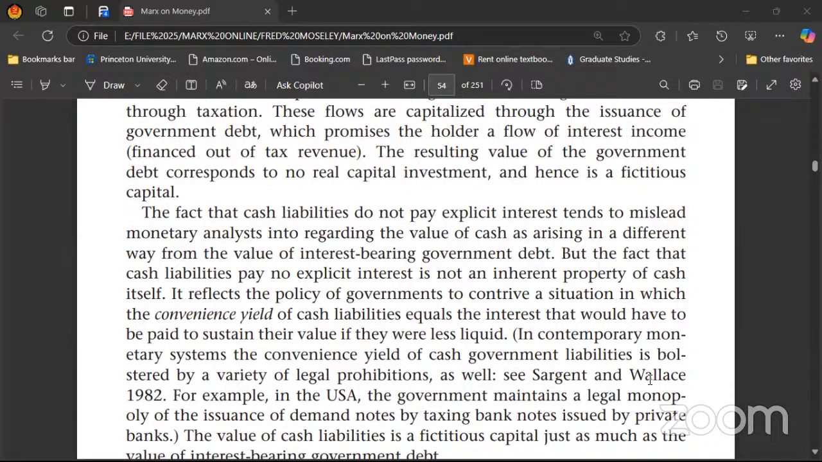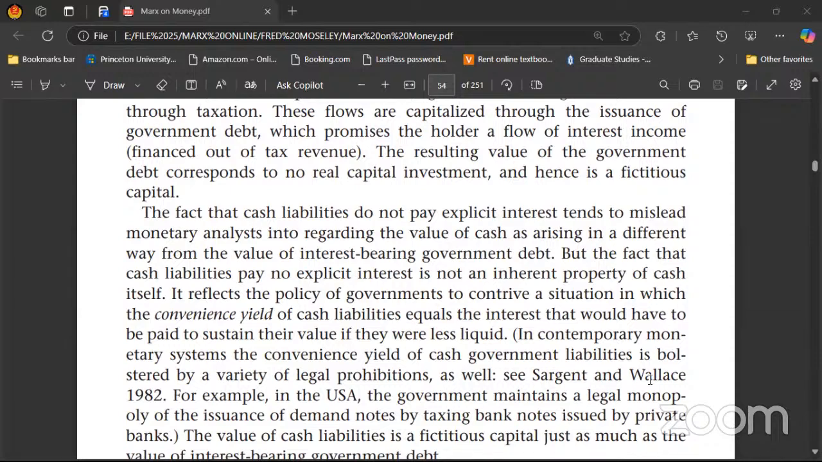The fact that cash liabilities do not pay explicit interest tends to mislead monetary analysts into regarding the value of cash as arising in a different way from the value of interest-bearing government debt. But the fact that cash liabilities pay no explicit interest is not an inherent property of cash itself. It reflects the policy of governments to contrive a situation in which the convenience yield of cash liabilities equals the interest that would have to be paid to sustain their value if they were less liquid.